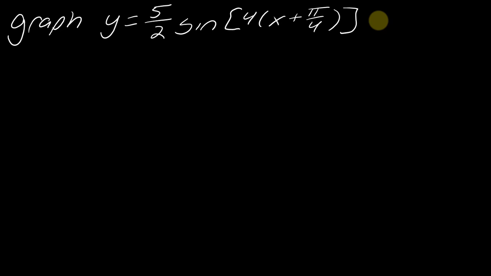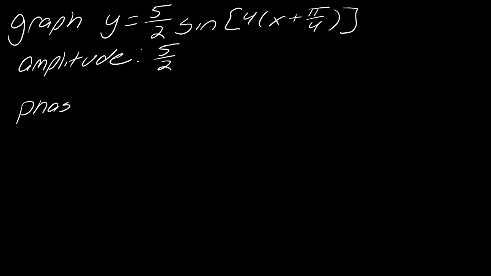So the first thing that I want to know is my amplitude, my phase shift, and my period. My amplitude is just going to be this number in front of sine, so my amplitude is going to be 5 over 2. And then my phase shift: when your equation is factored as it is in this form, we don't have to do a lot of work. It's just this x plus this, so it's just going to be pi over 4.